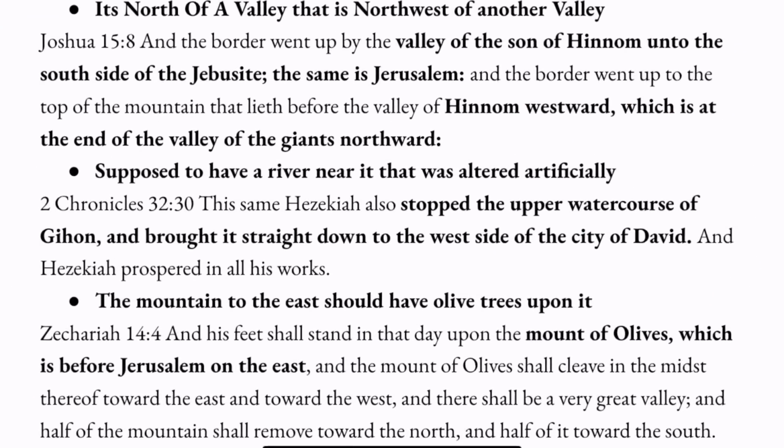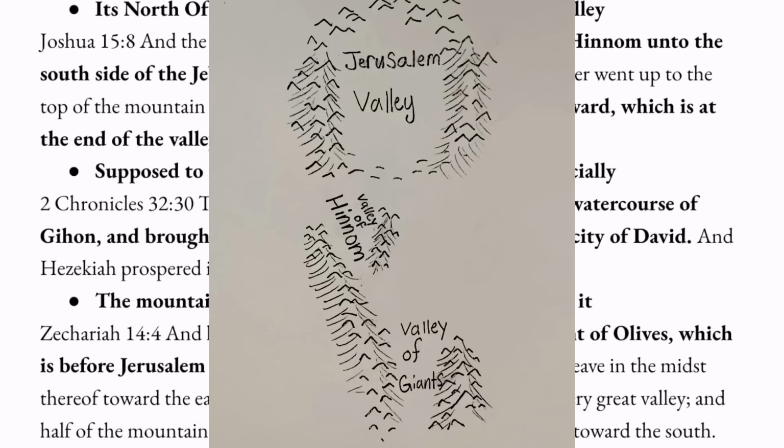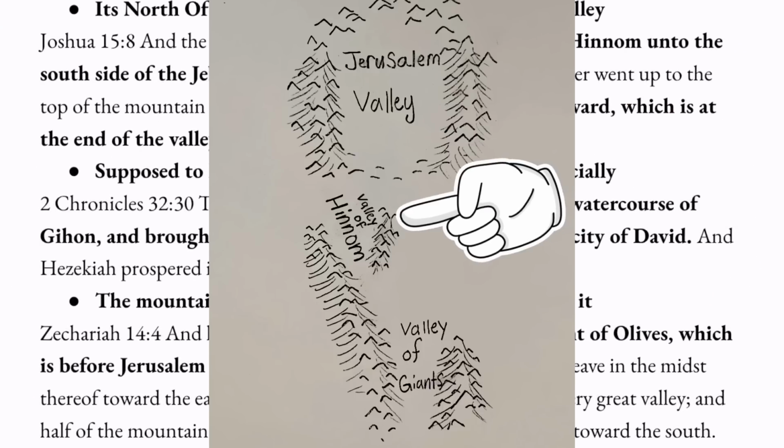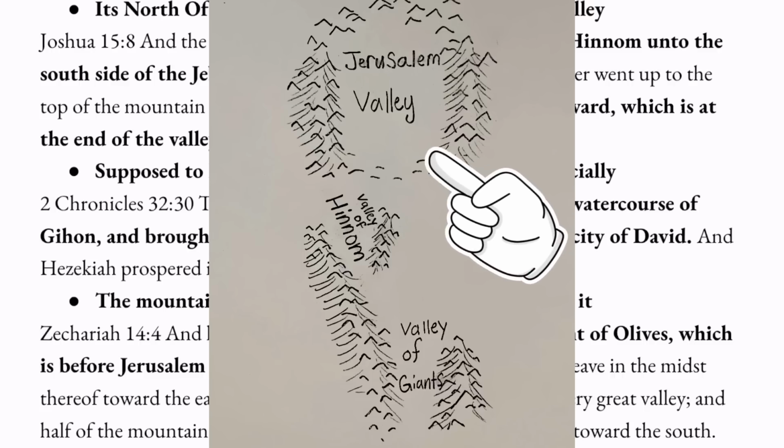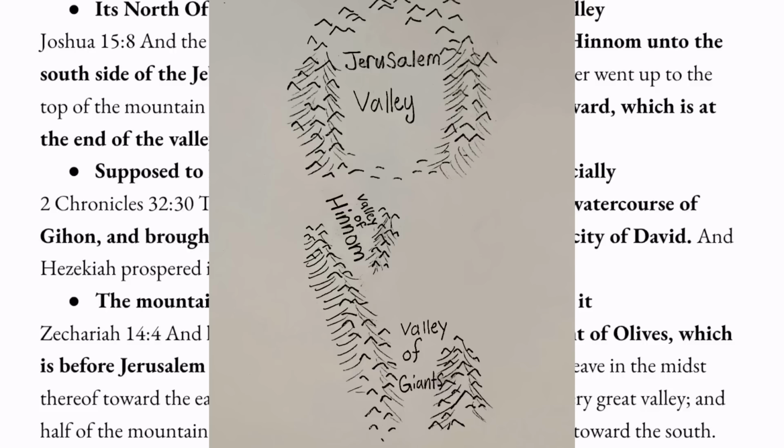Okay, so what does that mean? That means that the valley of Hinnom was along the south side of the city of the Jebusites, which is Jerusalem. So south of Jerusalem, we have the valley of Hinnom. Okay, that's the first thing we must understand. Now let's continue to put this together.